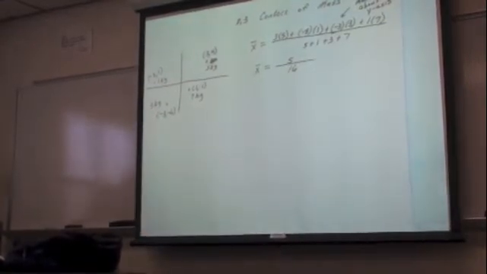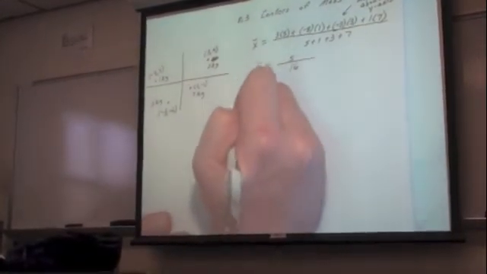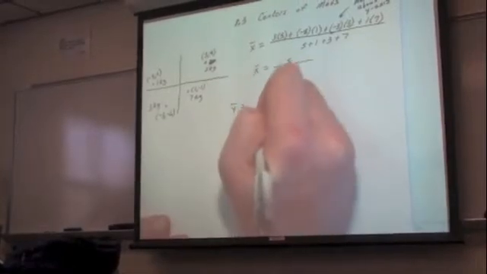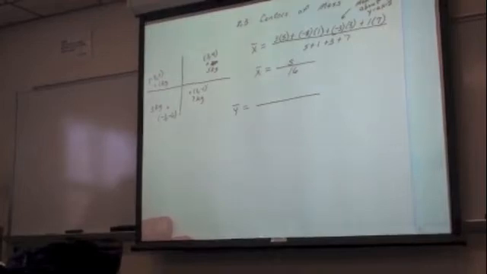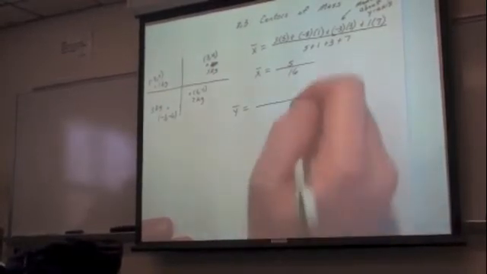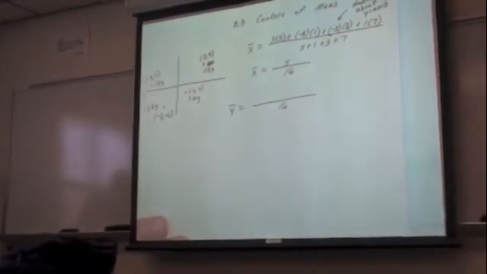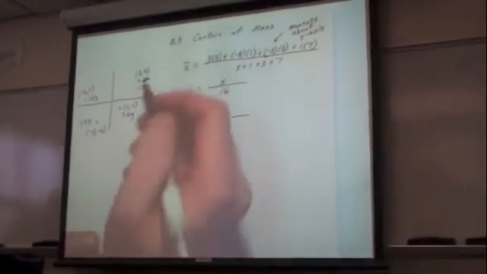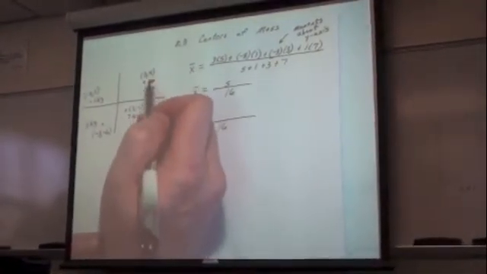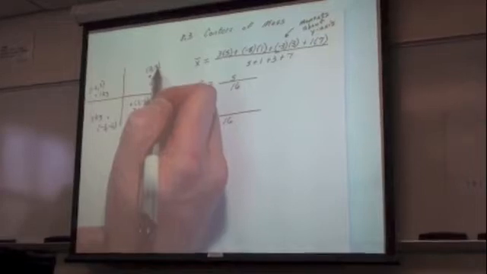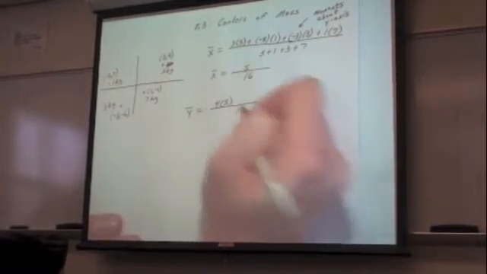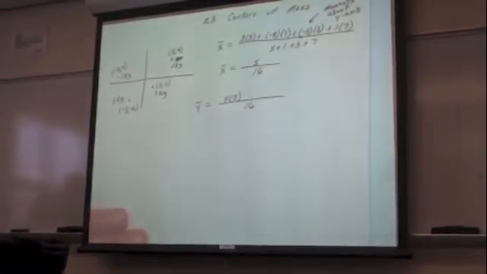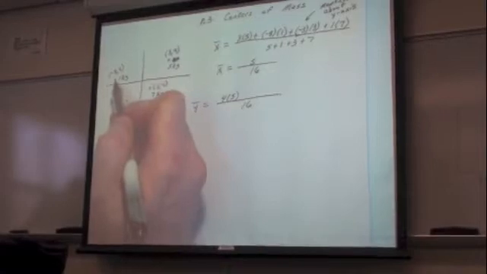Okay, so similarly, I need to do the same thing for y. Let's find the average y value. I already know I'll be dividing by the sum of all the masses, so that's going to be 16 again. But for the average y value, I know that I have a y value of 4 times a mass of 5. I have a y value of 2 times a mass of 1.